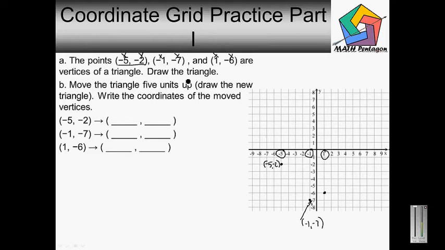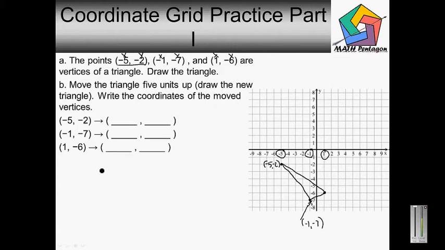Now it's asking us to draw the triangle. So we do that. We draw the triangle. So we have our triangle right there. Now the next directions are telling us to move the triangle 5 units up, draw the new triangle, and write the coordinates of the moved vertices.